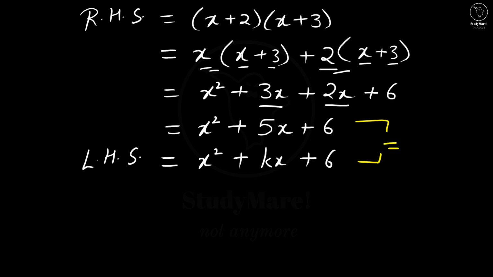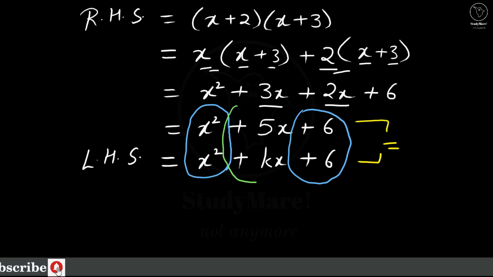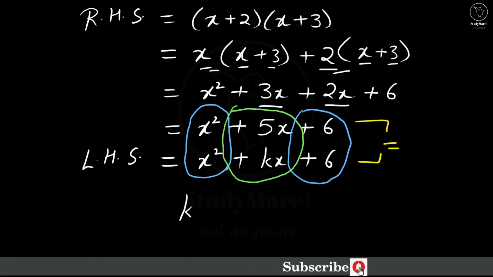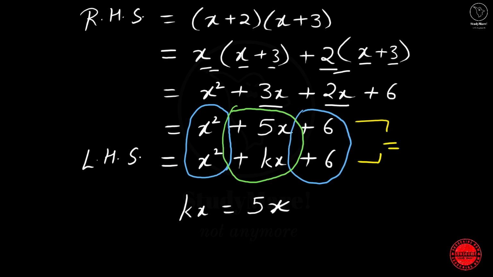We have x square, same. We have plus 6, same. But here we have plus 5x and plus kx. Since both the expressions are equal, it means that kx is equal to 5x. x and x cancel out and we get k is equal to 5.